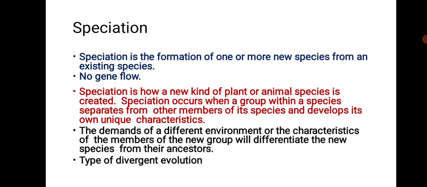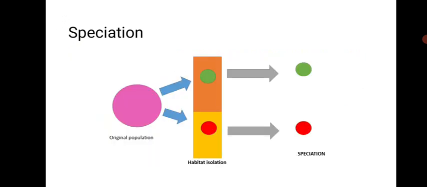Speciation occurs when a group within the species separates from other members of its species and develops its own unique characteristics. The demands of a different environment or the characteristics of the members of the new group will differentiate the new species from their ancestor. Speciation is a type of divergent evolution. Here in this picture we can see the original population, which is separated due to habitat isolation and leads to speciation, that is, the formation of a new species.